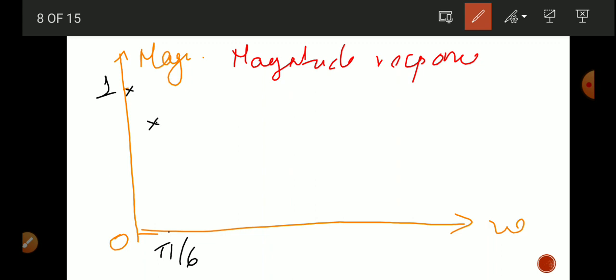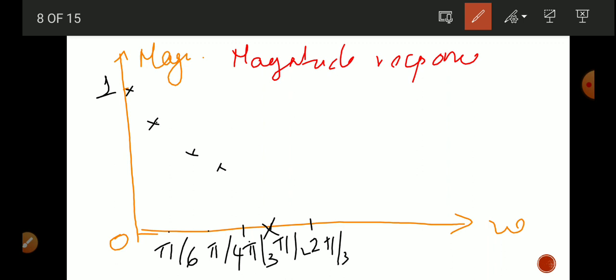At omega equal to pi by 4, we can mark this point as pi by 4. At omega equal to pi by 4, we have the magnitude as 0.707. At omega equal to pi by 3, we can mark it here as pi by 3, and we have the value of 0.5. Then at omega equal to pi by 2, magnitude equal to 0. And omega equal to 2 pi by 3, we can mark here as 2 pi by 3. At omega equal to 2 pi by 3, magnitude becomes 0.5, so we can mark this here as 0.5.